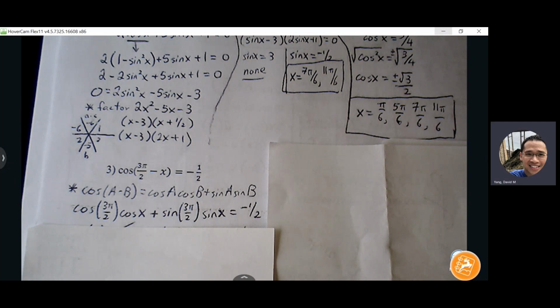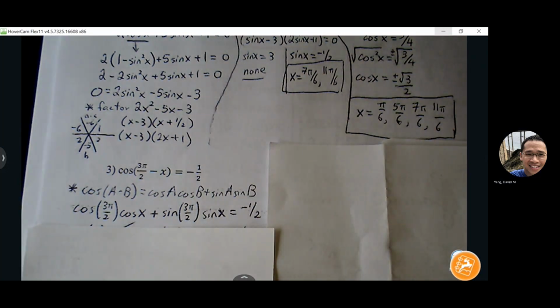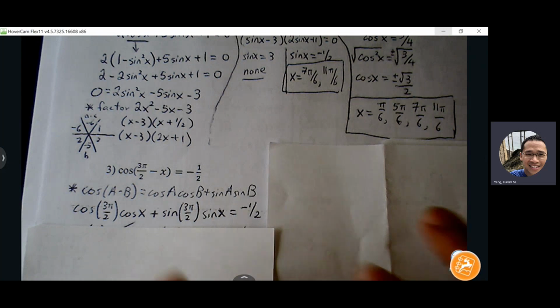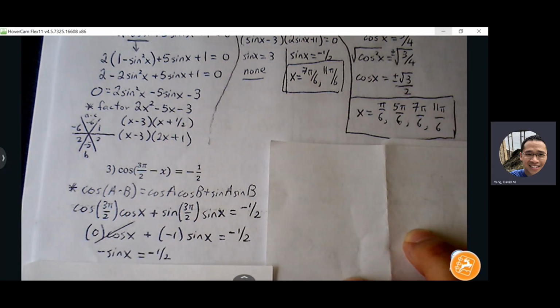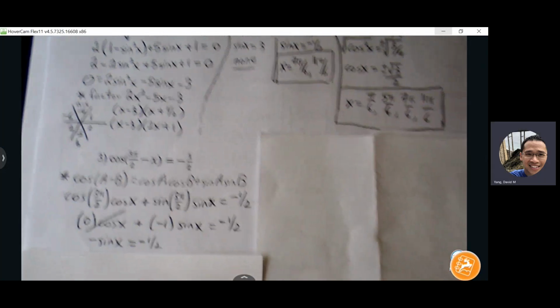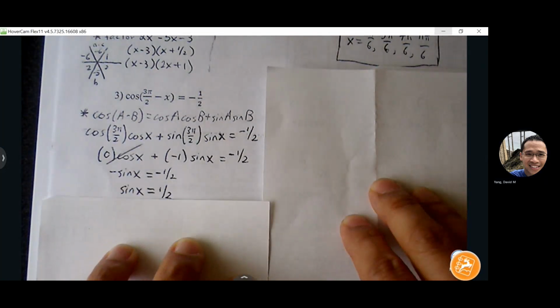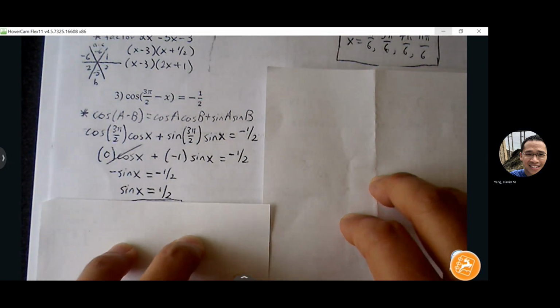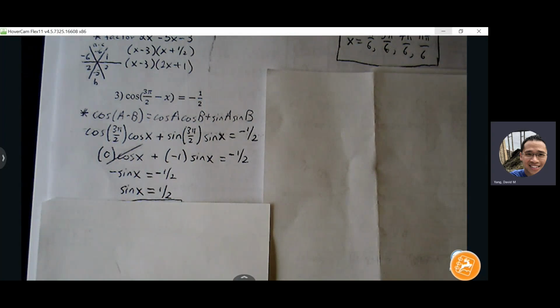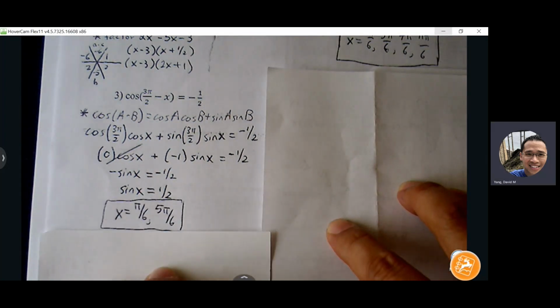Do some cleanup here. What's cosine of 3 pi over 2? 0, gonna wipe all that out. Sine of 3 pi over 2? -1. Okay, so we're just left with negative sine x equals -1/2. The negatives can go away, so really just sine equal to 1/2. Two solutions, first and second quadrant, pi over 6 family.